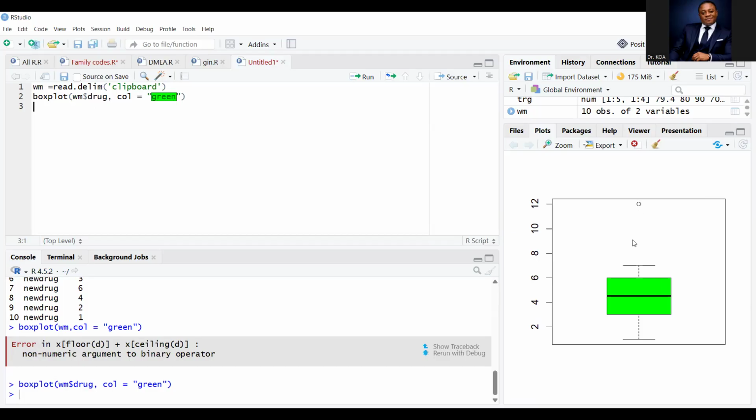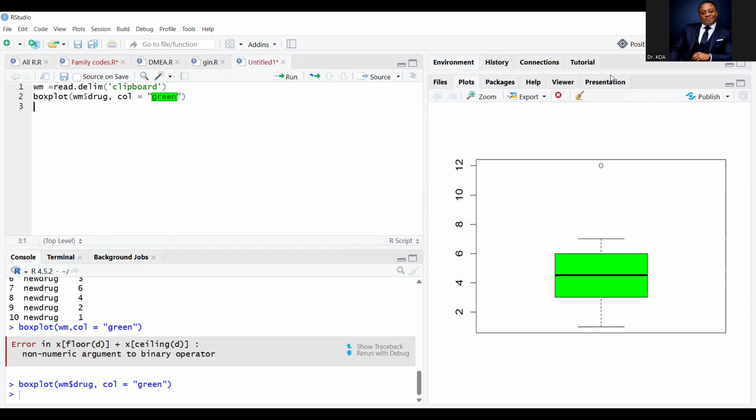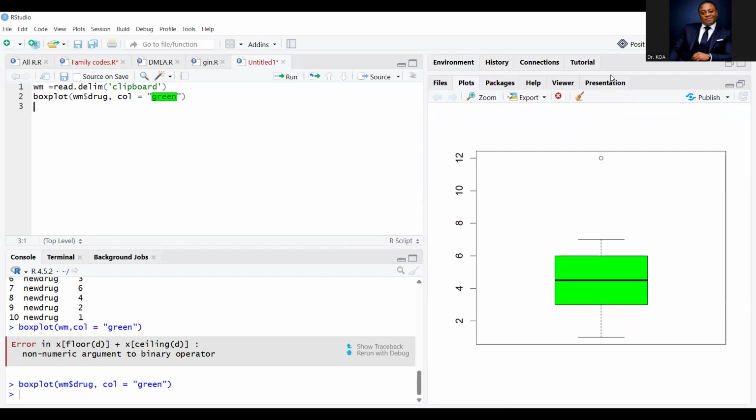It tells you that a number is an outlier. Which number do you think is the outlier here? Out of the data points, do you know that one of them is an outlier? Which number is that? 12. Pardon? 12. 12, exactly. 12 is an outlier.